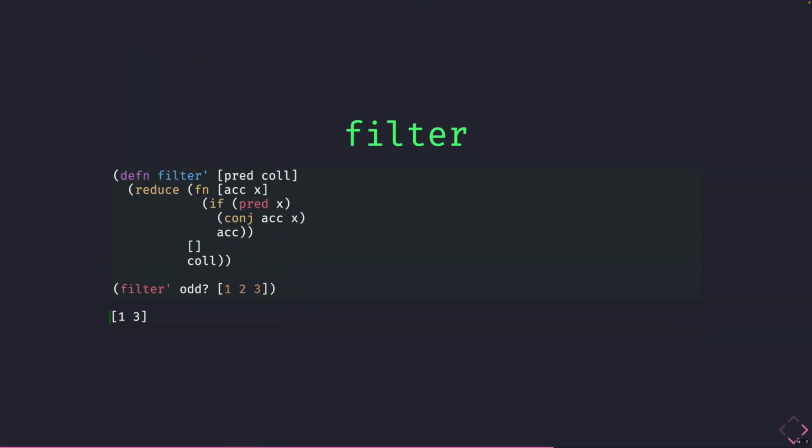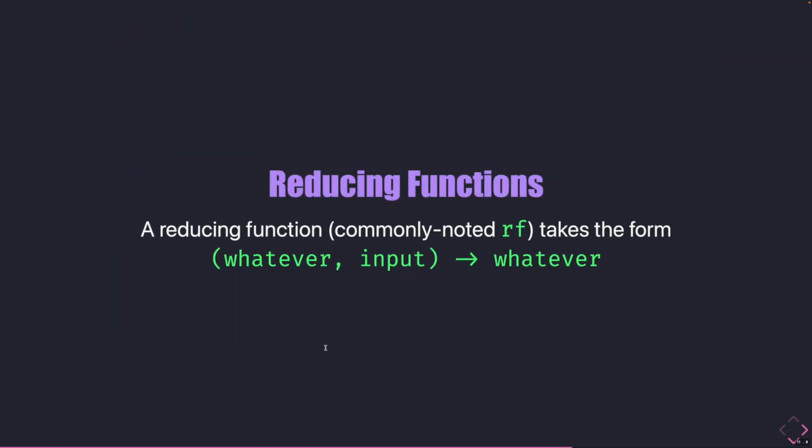Okay, we could also implement filter, and obviously that's very simple as well, right? If the predicate called on x is truthy, then we're going to conj the value onto the accumulator. Otherwise, we're going to return the accumulator unchanged. And then here we just ask for the odd values of the sequence and we get them.